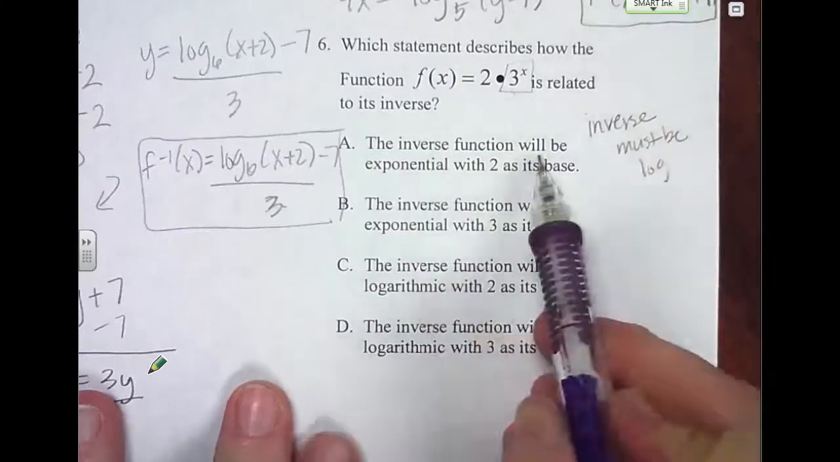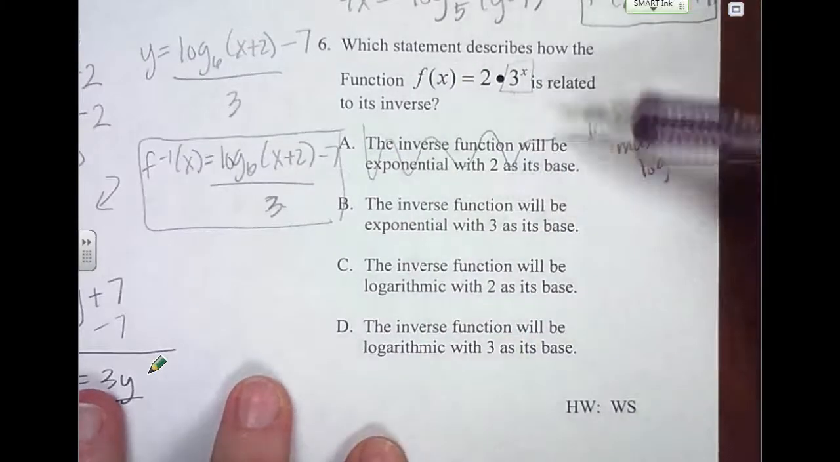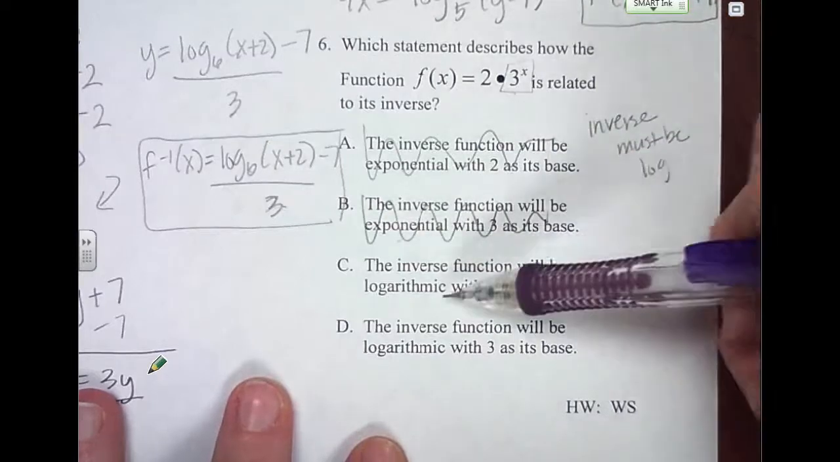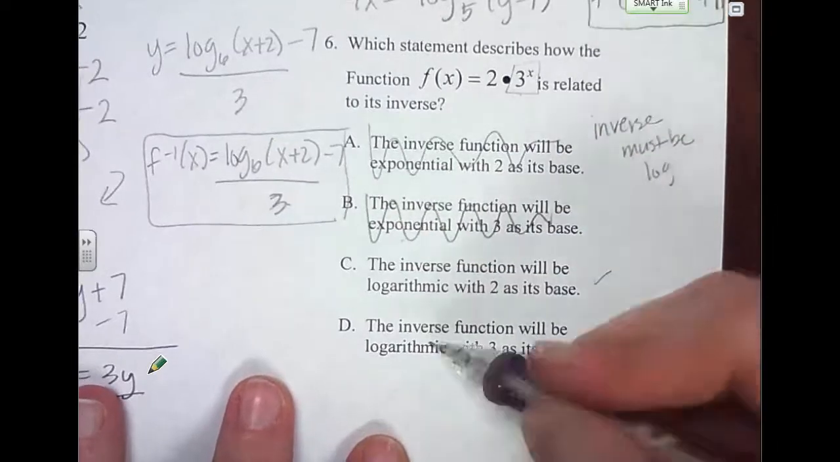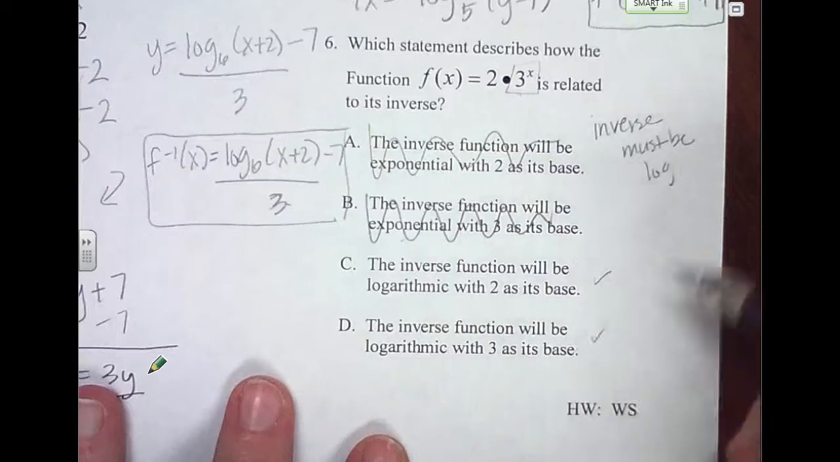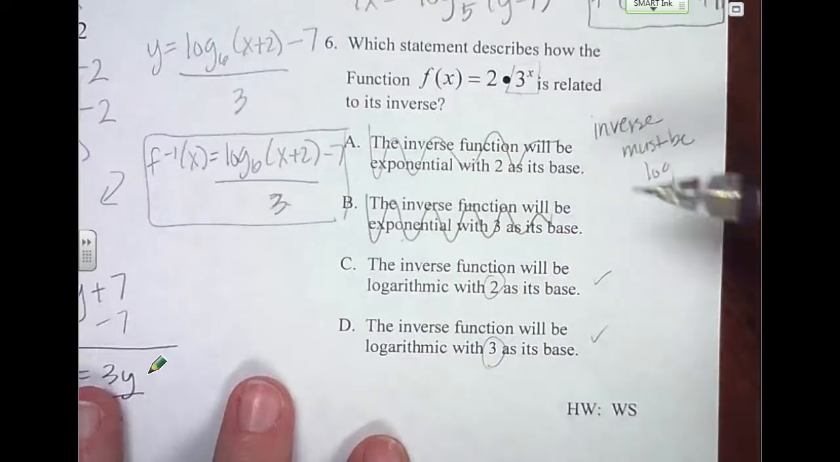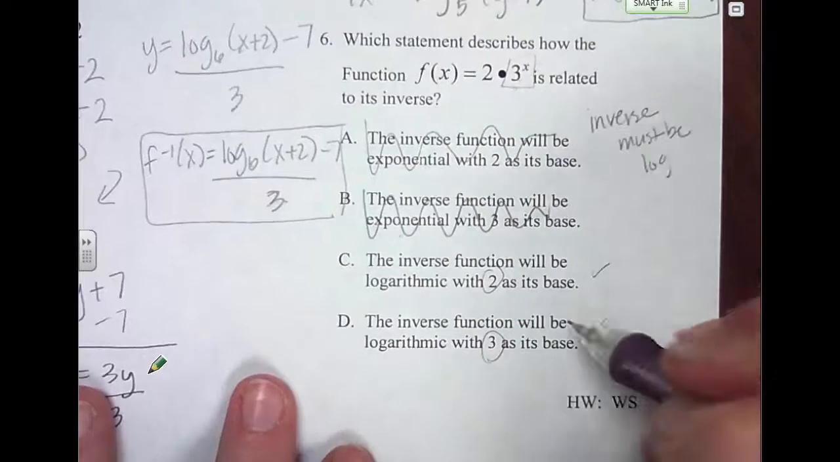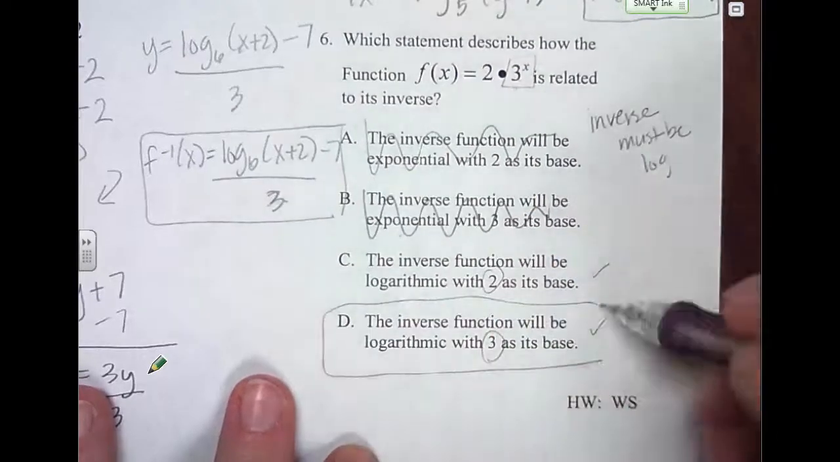So the inverse function will be exponential. No. The inverse function will be log. So we need to look at which one's going to have the 2 or the 3 as the base. Well, up here, if this 3 is the base, that means in our log, 3 also has to be the base. So D.